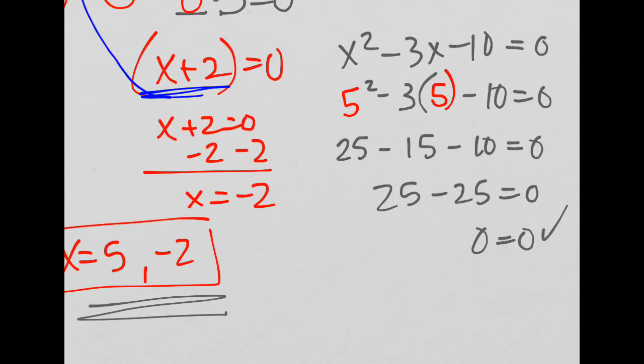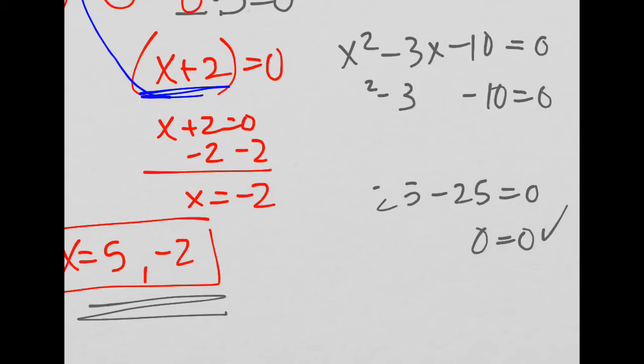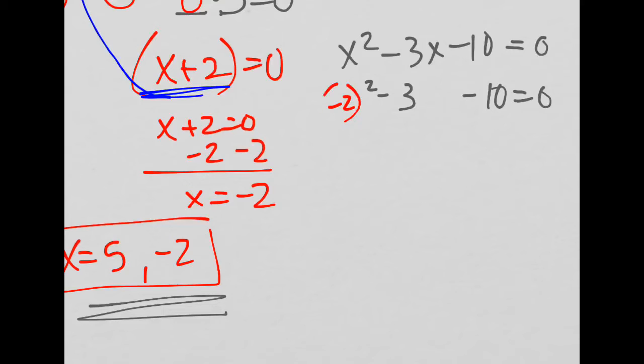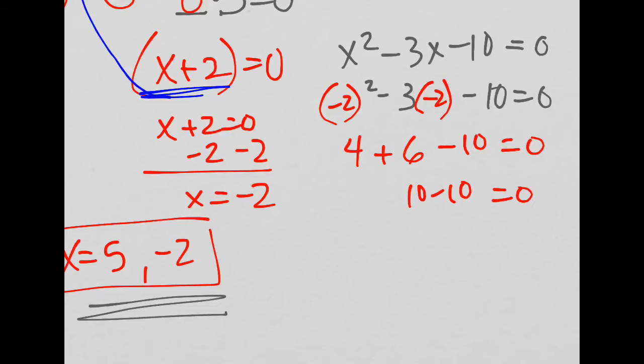Let's try the other one. If I were to say -2, instead of x, we're going to put in a -2. -2 squared is 4 minus 3 times a -2 gives me +6 minus 10. Does this equal 0? 10 minus 10 equals 0. 0 equals 0. It sure does.